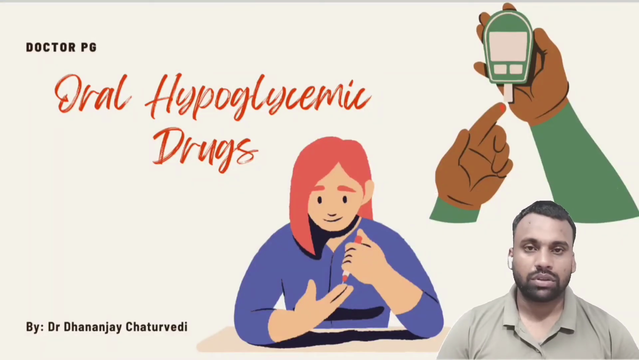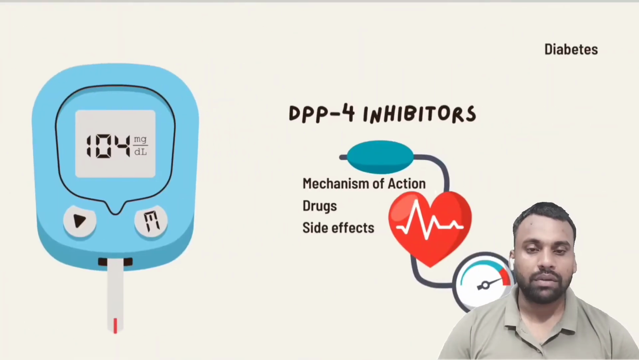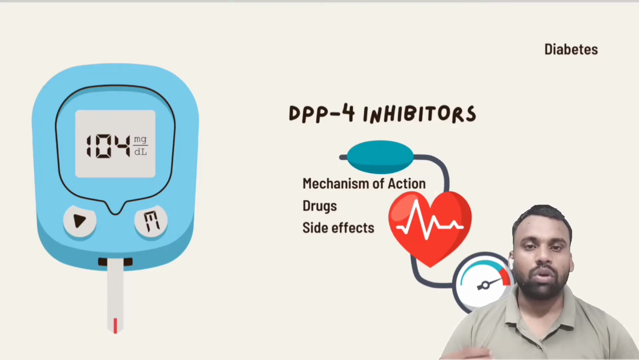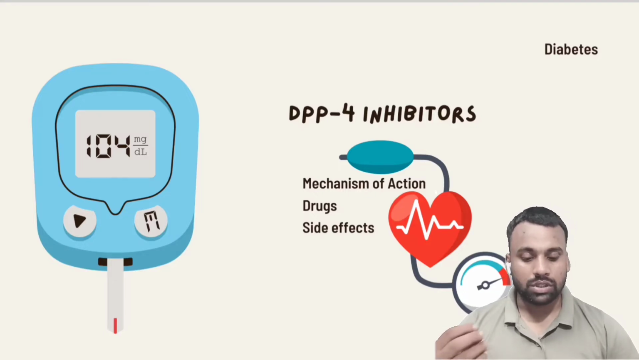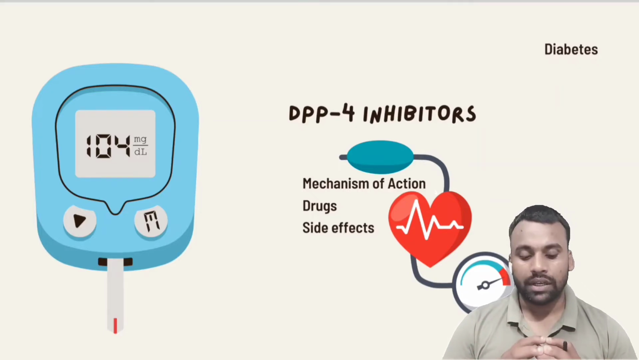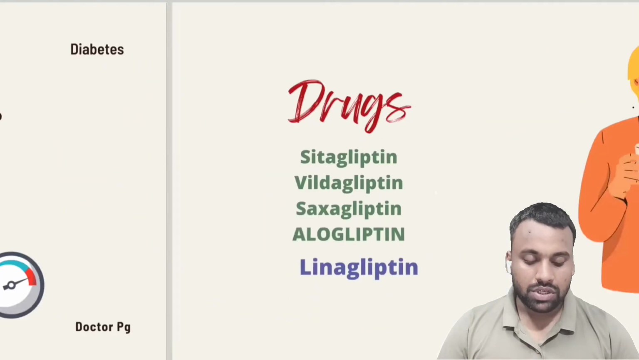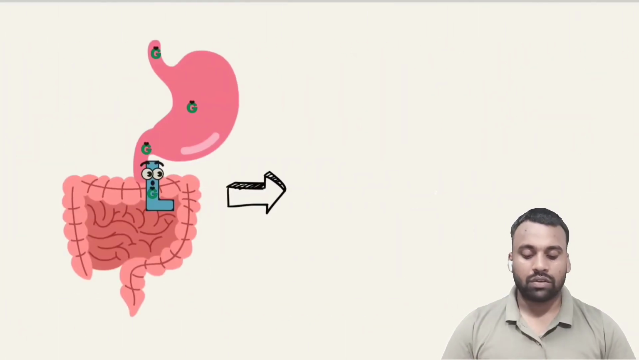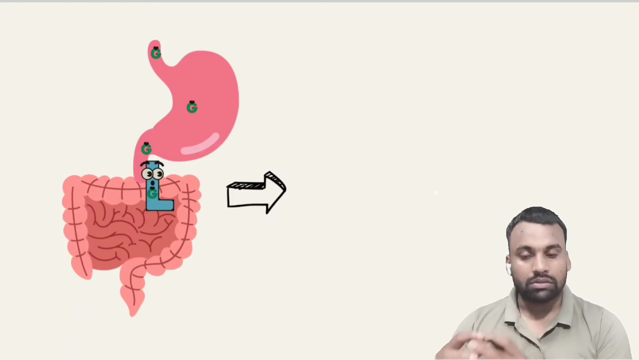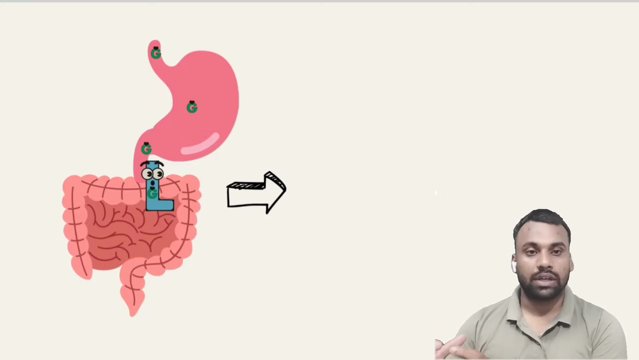We are going to study another oral hypoglycemic drug class, mainly the DPP-4 inhibitors. Before going to the DPP-4 inhibitors, we first need to understand the normal role of GLP-1, the glucagon-like peptide, and how it is related to DPP-4. Let's understand the normal function of the L cell and the GLP, and how DPP-4 and DPP-4 inhibitors work.